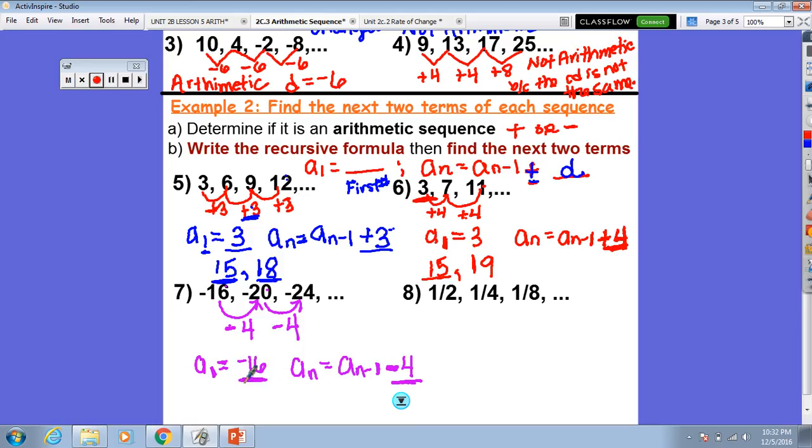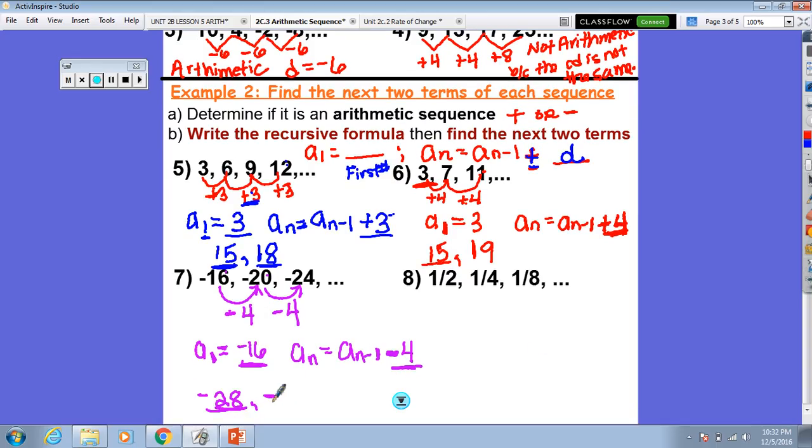Now let's find the next two numbers in the pattern. If we start at negative 24 and we subtract 4, the next number will be negative 28. Now let's start with negative 28 and continue the pattern. We will have negative 32. Alright, so we're done. Make sure on these type of problems, when you look at your worksheet, that you are answering every single part of the problem.